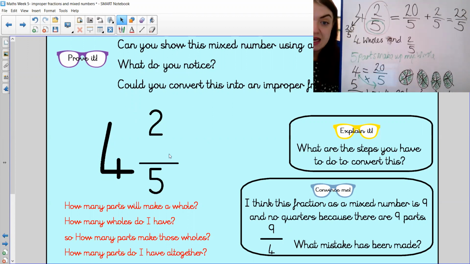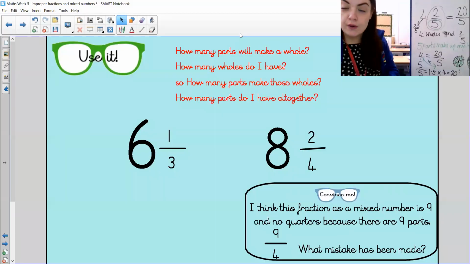So this is where you have to think about adding on that fraction that's already there. Okay, so the best way to get the hang of this is to get practicing. You can see I've given you 2 mixed numbers there. So we've got 6 and 1/3, and we've got 8 and 2/4.